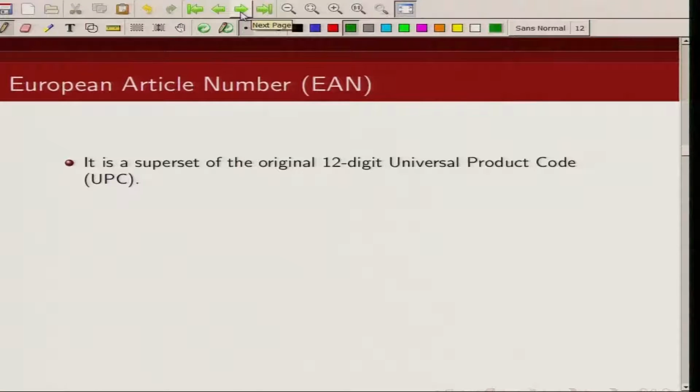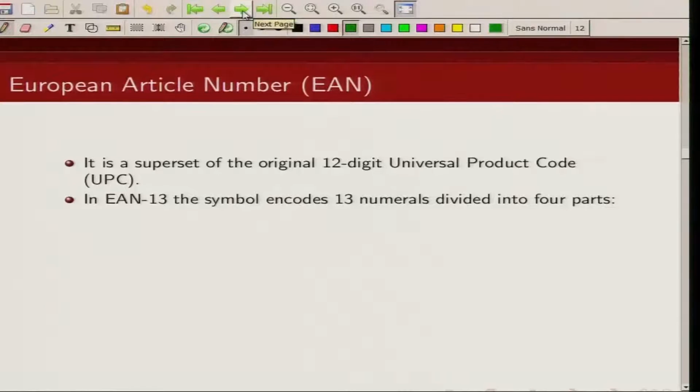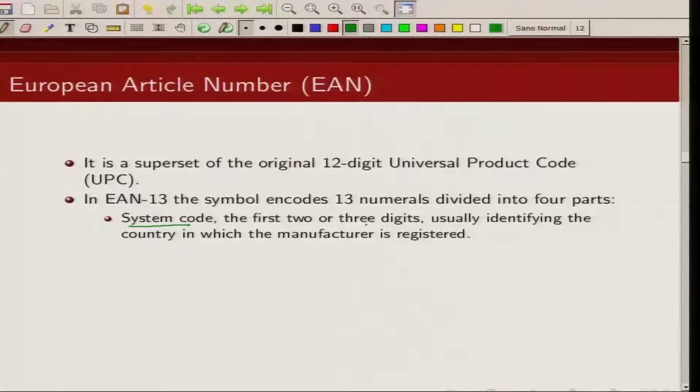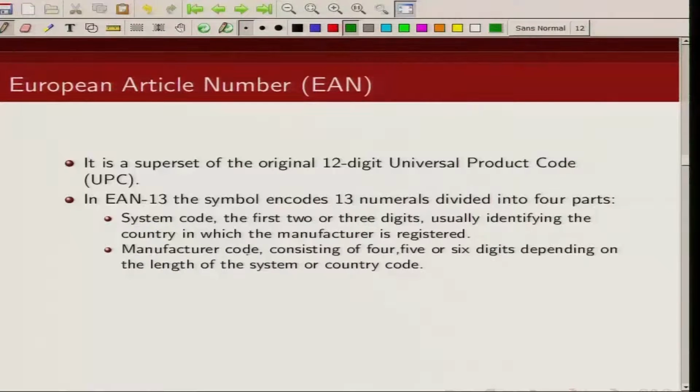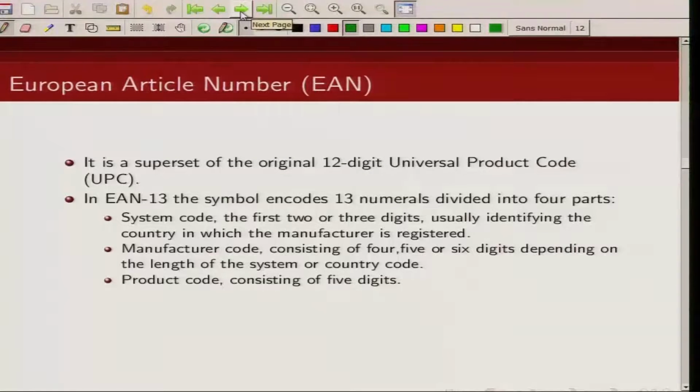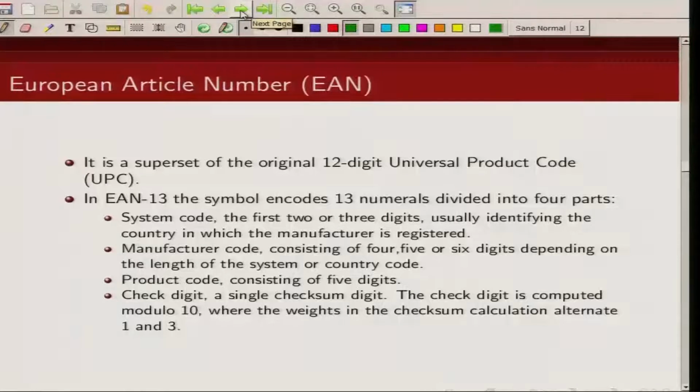Now, a superset of this 12 bit UPC code is the 13 bit European article number. So, what is this 13 bit European article number? It has 4 parts. First is the system code, which is the first 2 or 3 bits, which identifies the country where the product has been manufactured. Then you have the manufacturer code, which is 4 to 6 bits, and then you have the product code, which consists of 5 bits, and finally you have one check bit, and this check bit is computed modulo 10, where the weights in the checksum calculation alternate between 1 and 3.